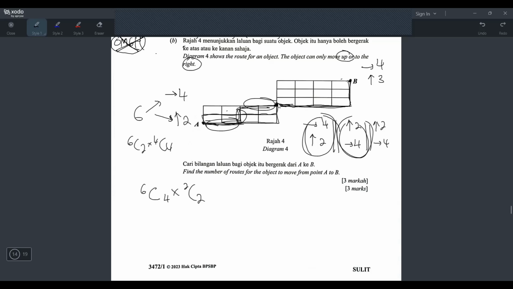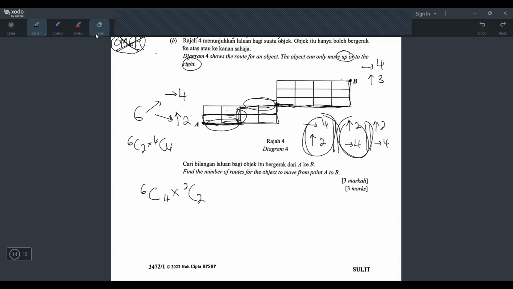Or maybe you can go like this also can, right? Like this also. But if you count like this also, it will end up moving 7. You see, 1, 2, 3, 4, 5, 6, 7. And guess what? It will also be ke kanan 4, ke atas 3. You see, 1, 2, 3, 4, and then ke atas 1, 2, 3. It will be the same. Yeah, it will be the same. It doesn't matter which route you take.